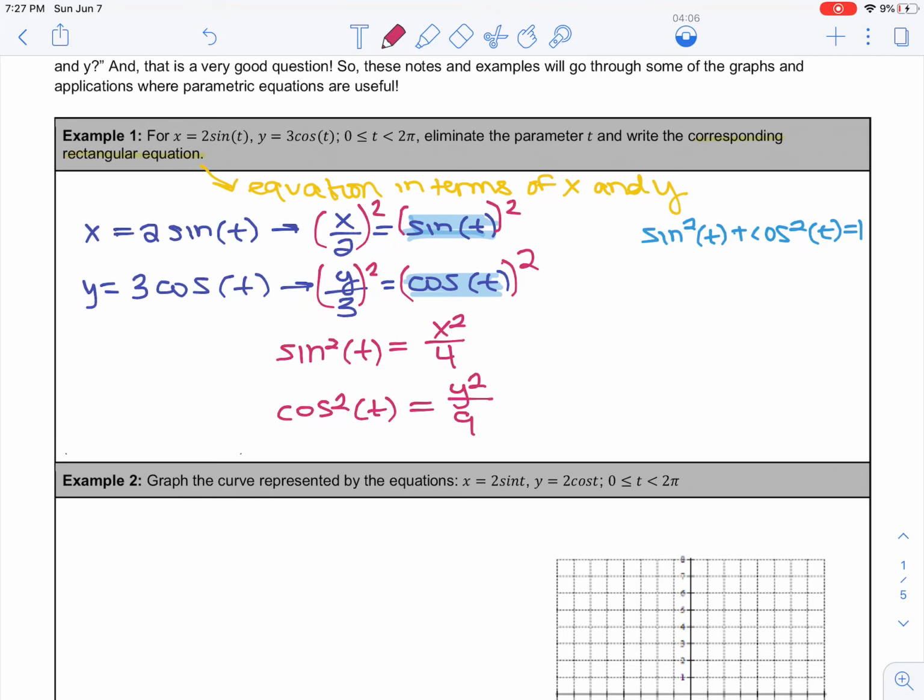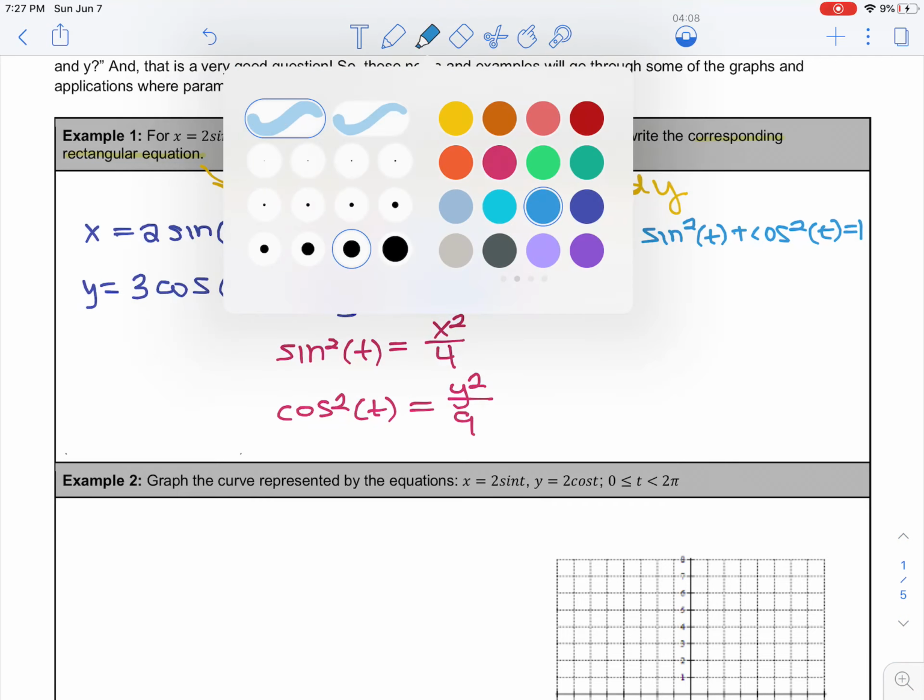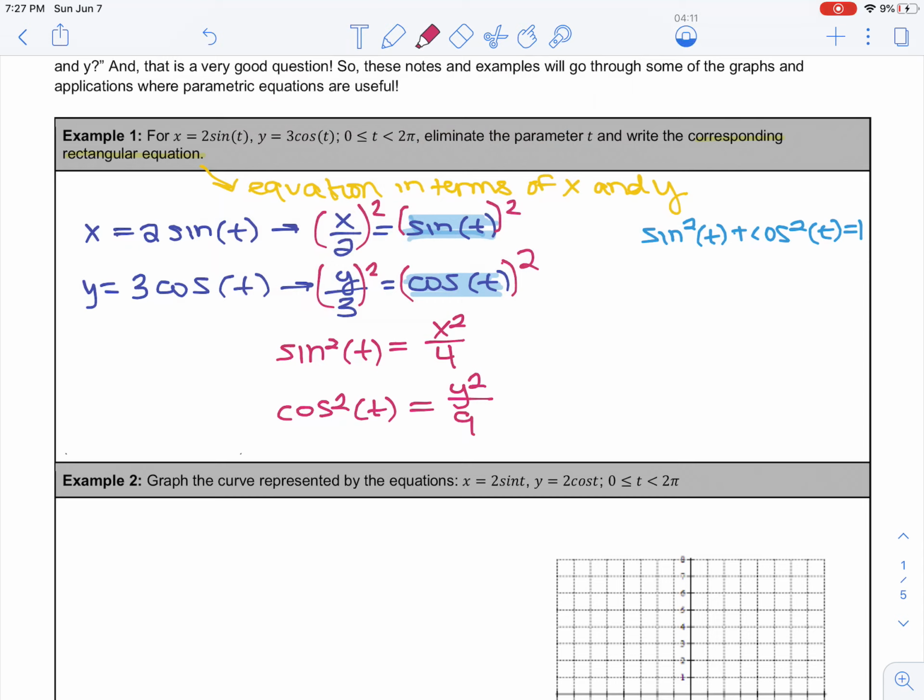So what I've just done is I've done some manipulating that will allow me to replace the quantity sine squared t and cosine squared t in this Pythagorean identity. So instead of sine squared t, I can write x squared over 4, and instead of cosine squared t, I can write y squared over 9 and set that equal to 1. If you notice, from these two parametric equations, I've created an equation in terms of x and y. This is a rectangular equation because it only contains x and y.